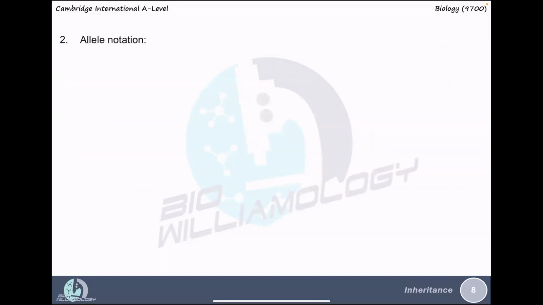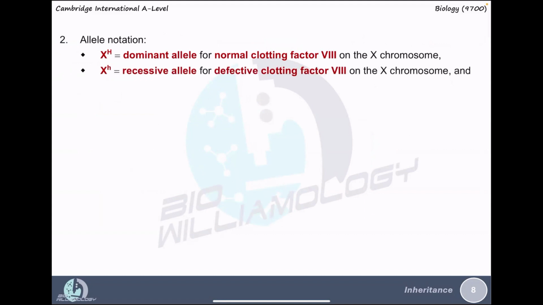So let us start with the allele notation. Because this is sex-linked, we must include the X and Y chromosomes. Capital H on the X chromosome, or we say X with the superscript H, indicates the dominant allele for normal clotting factor VIII on the X chromosome. X with the superscript lowercase h represents the recessive allele for defective clotting factor VIII on the X chromosome, and the Y chromosome has no allele for factor VIII, so therefore we just put it as Y.